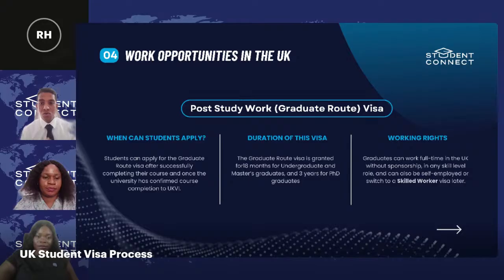Now you have an additional extension. This is a very crucial point where you get a visa extension for a PSW, for an undergrad or a master's. You get the PSW for 18 months, and for a PhD degree, you get it for a period of about 3 years.